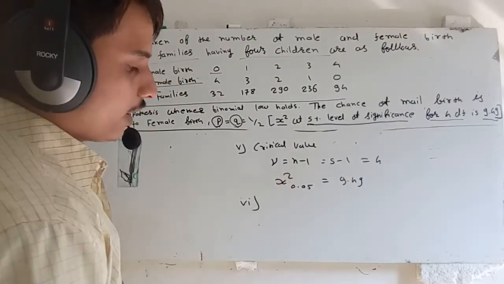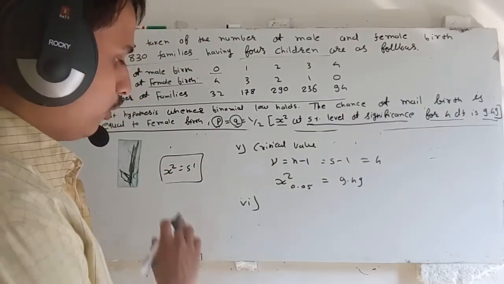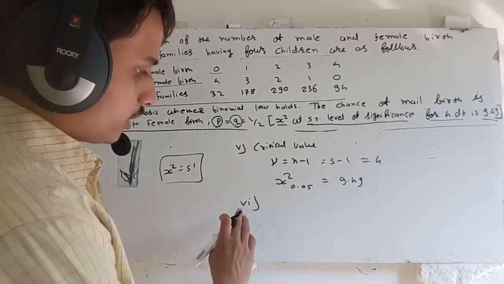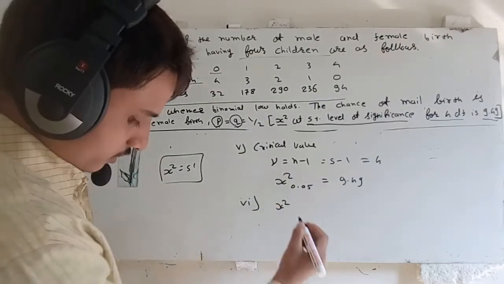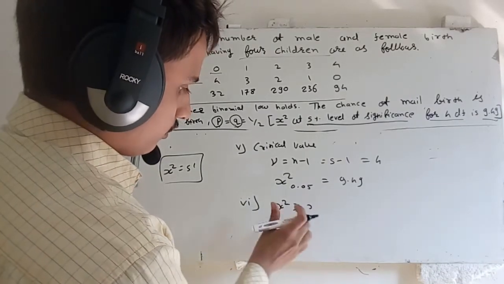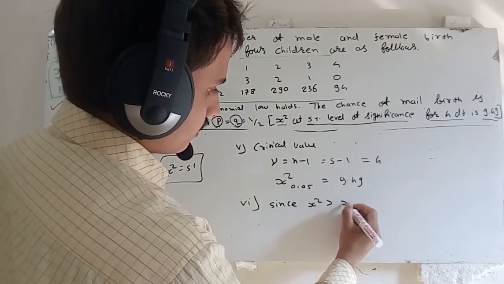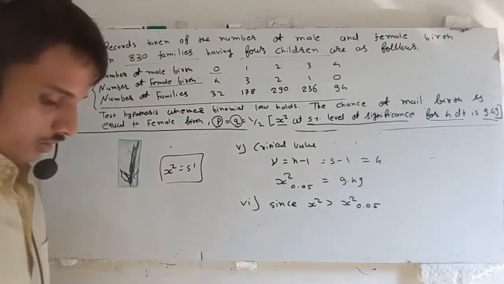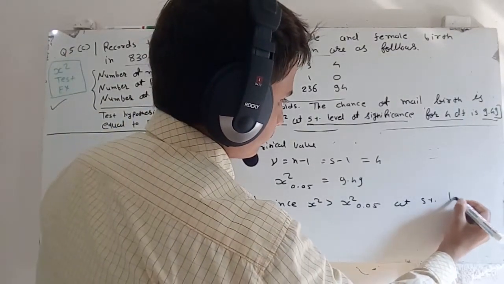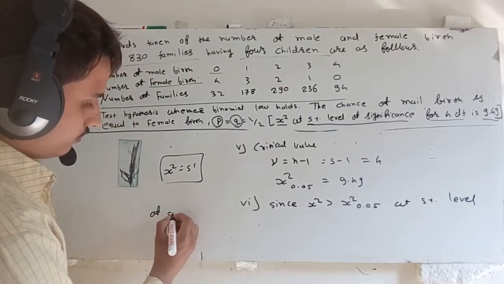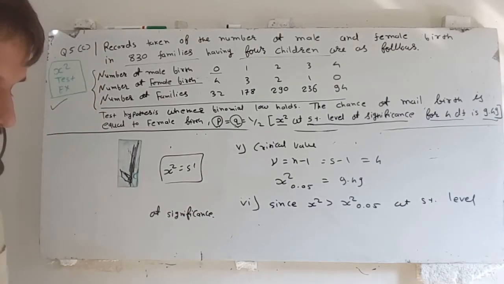And the x square value which we had calculated was 51. This value was calculated using the table. So the fifth step we can write like this. This value is of course greater than this value. So since x square is greater than the critical value at 5% level of significance, the null hypothesis is rejected.